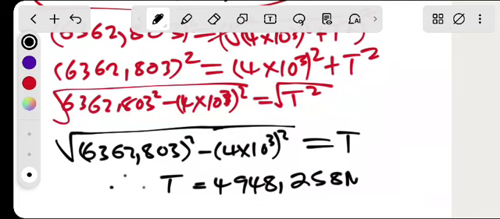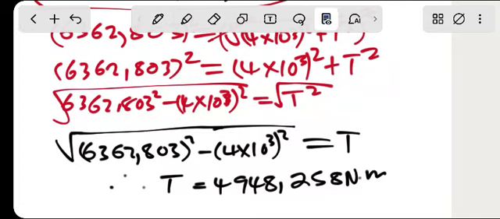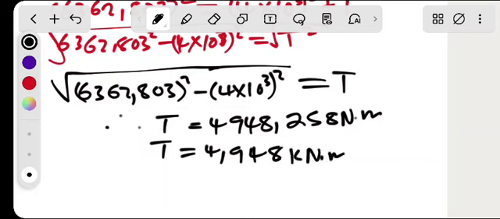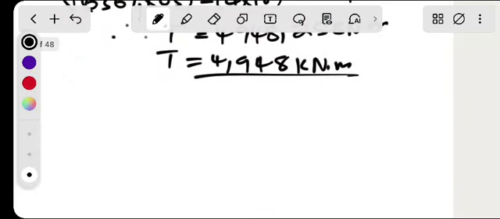4948.258 newton meter. So if you want this in kilonewtons, it would be 4.9, what, 4 here. I think I have 4. My calculator gives me that 8 kilonewton meter. This is what I have. I don't know, but I punched correctly.